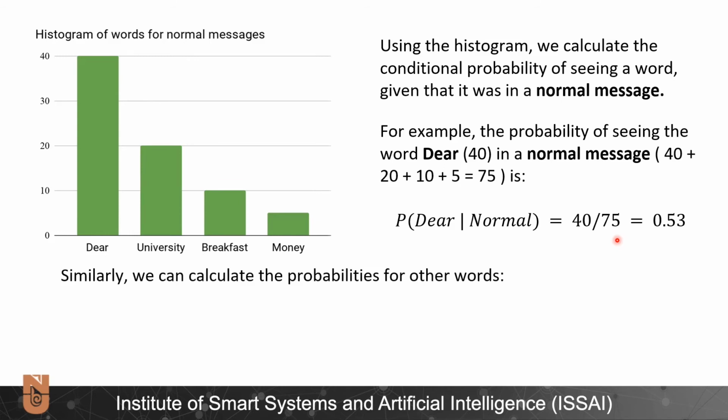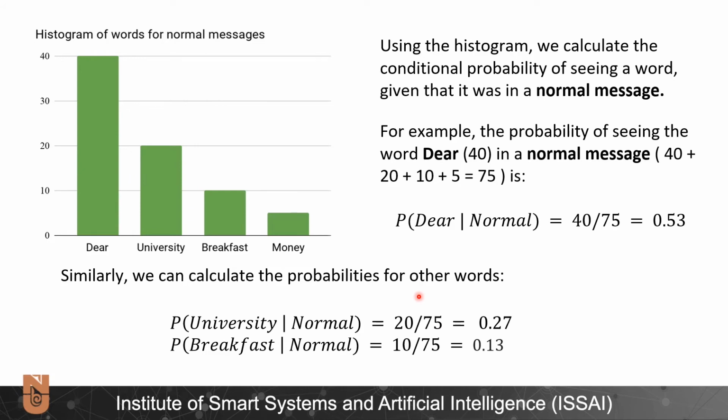Similarly, we can calculate the probabilities for other words. The probability of university given that the message is normal is 20 divided by 75. Probability of breakfast given normal is 10 divided by 75. And probability of money given normal is 5 divided by 75.